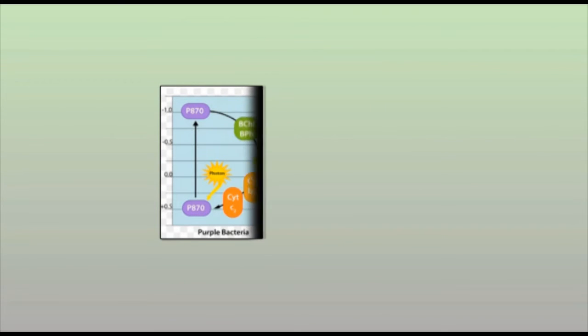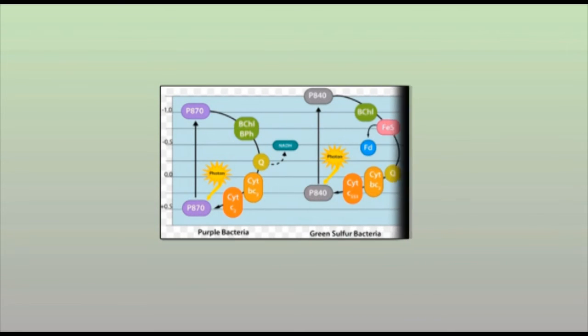The photosystems of purple bacteria and green bacteria have photosynthetic reaction centers P870 and P840 respectively.